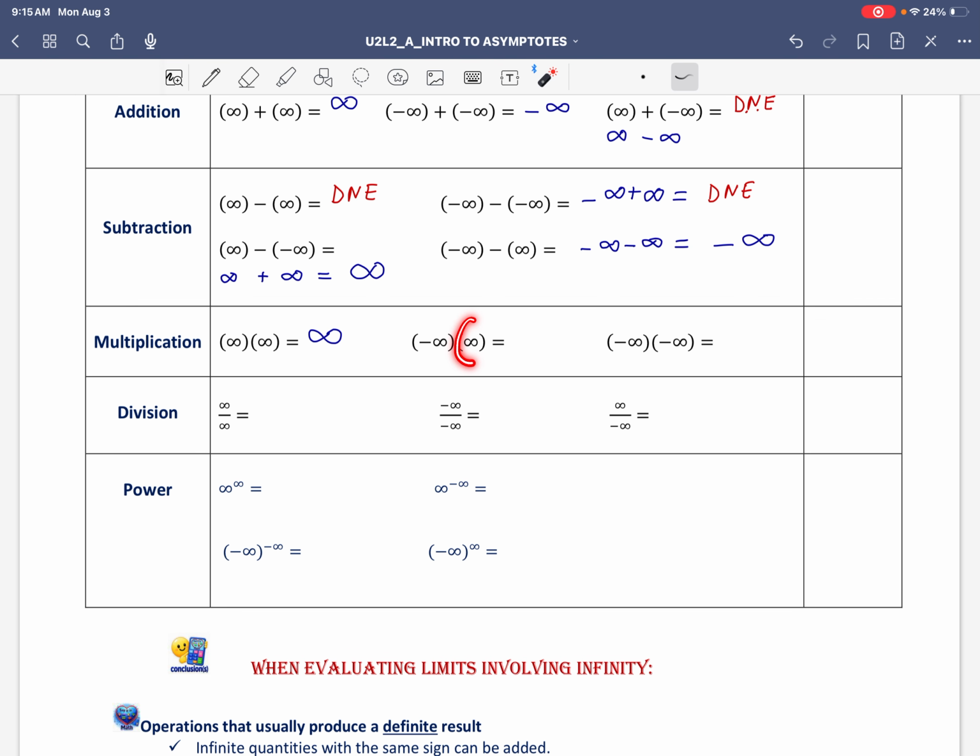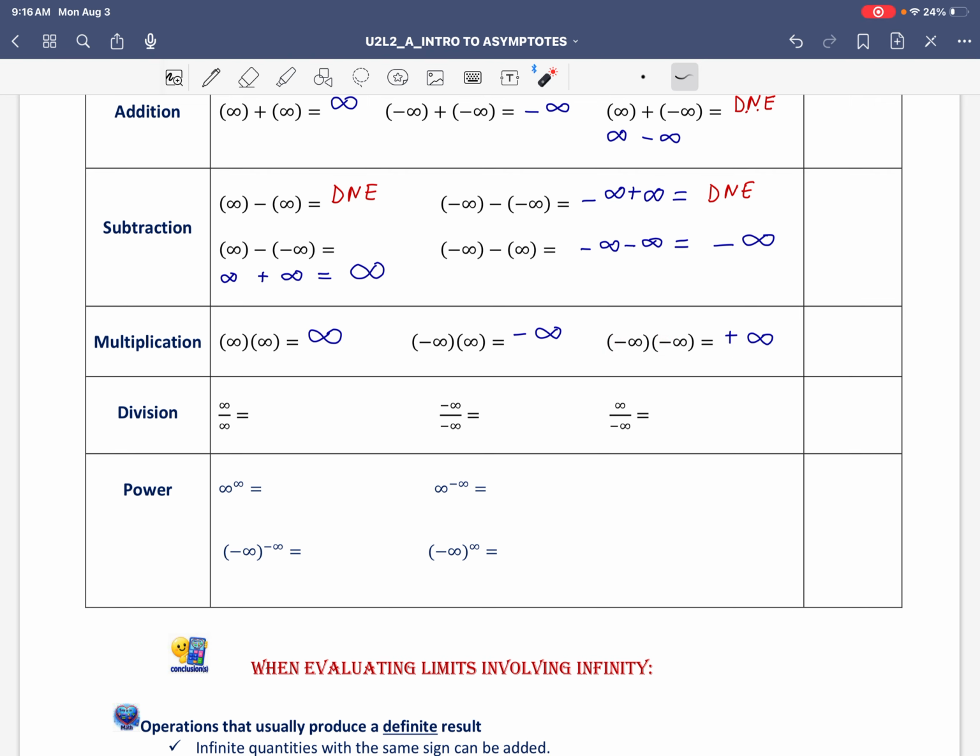Multiplying a very large positive with a very large negative will give a very large number, and the sign will be negative since these two signs are opposite. Multiplying two very large negative numbers will give a very large number, and the sign of it will be positive, because the two minus signs will multiply to give a positive.